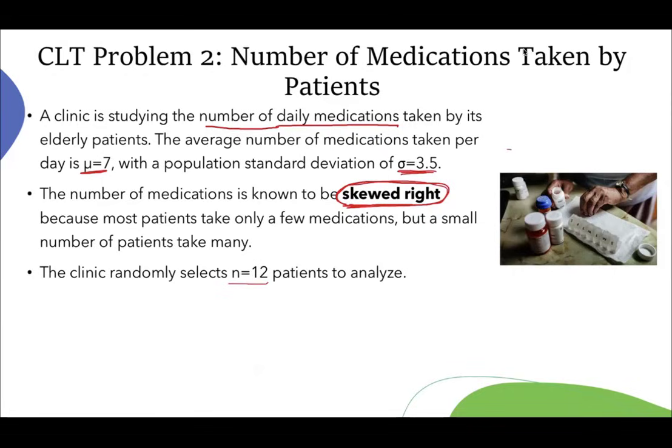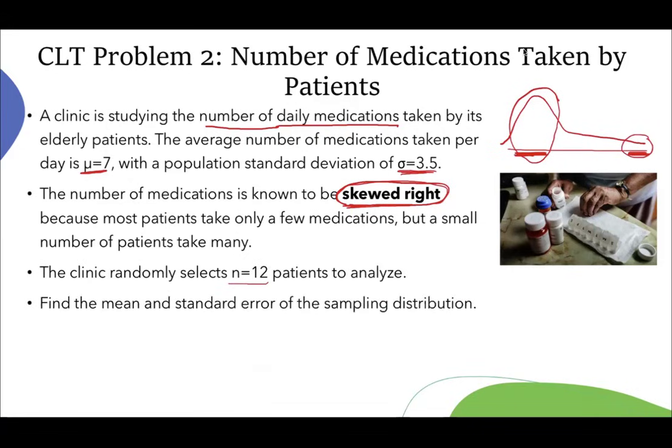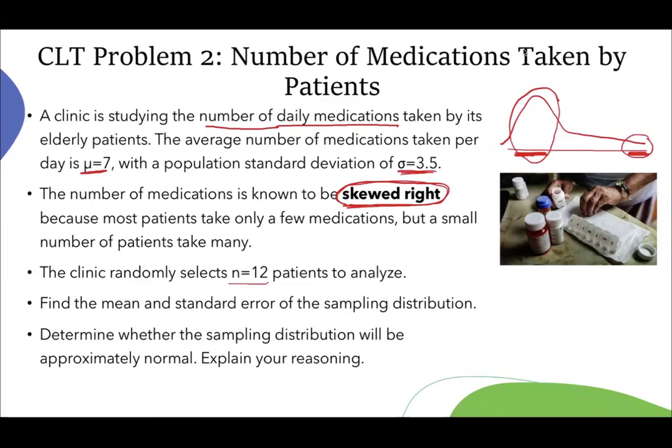Okay, so a skewed right distribution, number of medications, this is what it means. We have most of our patients taking somewhere over here and just a few patients taking a lot of medications. So it's skewed to the right. We have samples of size 12. We're going to look at the mean and standard error, and then we're going to determine the shape. Will it be approximately normal, and why?